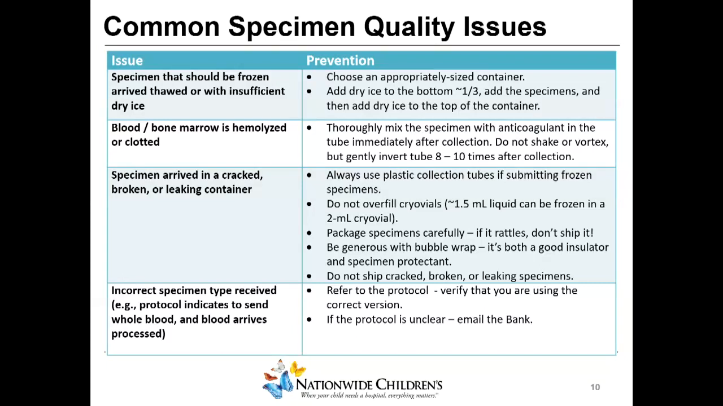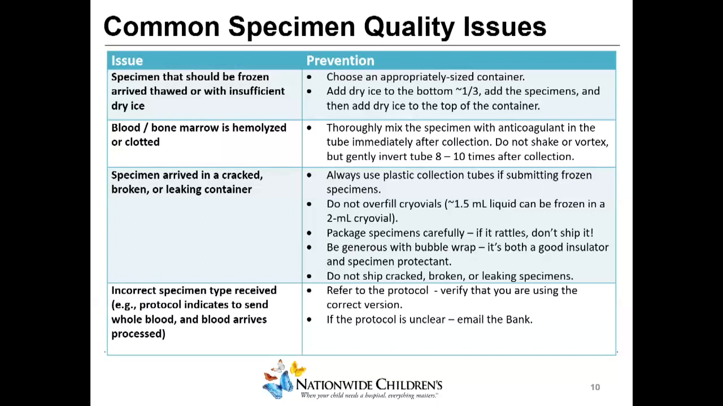Sometimes blood or bone marrow specimens may arrive hemolyzed or clotted. To avoid this, ensure you mix the specimen in the tube immediately after collection by gently inverting 8 to 10 times. To avoid leaking specimens, make sure to use plastic tubes for frozen specimens and not to overfill cryo vials. After packaging a box of slides, gently shake it. If you hear rattling, the slides are more likely to break in the box as they're not adequately cushioned.